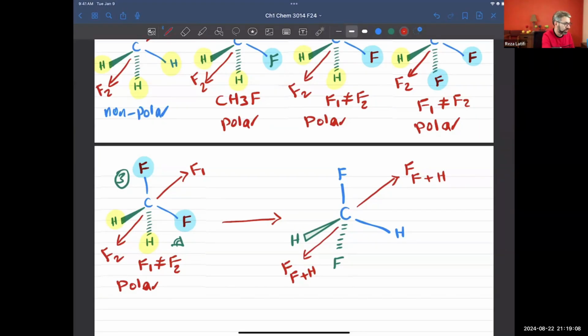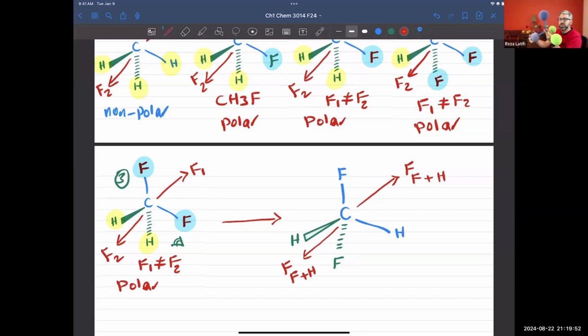Let's go with this. Purple or blue, any color that you see, are fluorine, and yellow are hydrogens. I'm going to go with the green here because I have more green. So let's look at this. What do I see? I see that two greens are pointing to you. And where are the purples or blue? There is one here and one there.